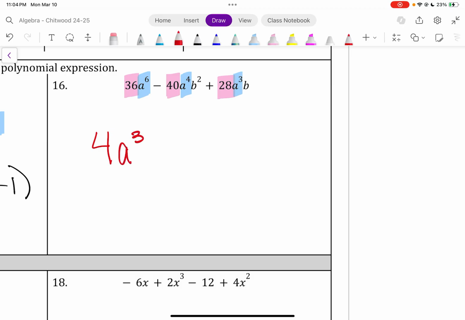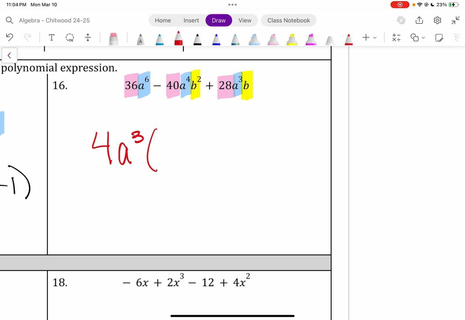Now I can look at my b's. I have b to the power of 2 and then b. Only 2 out of my 3 variables have that b, so I cannot take it out as a GCF. So that means my GCF is 4a cubed.